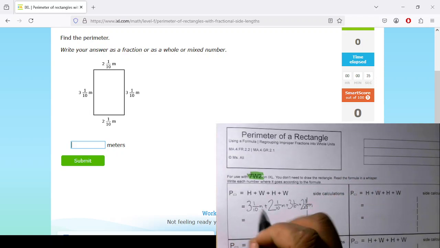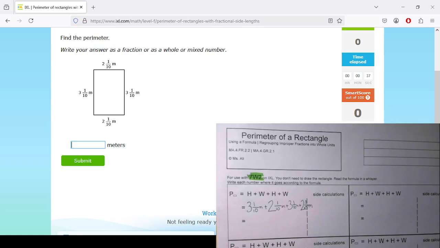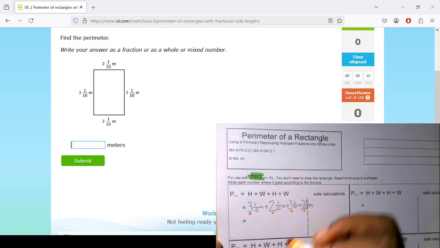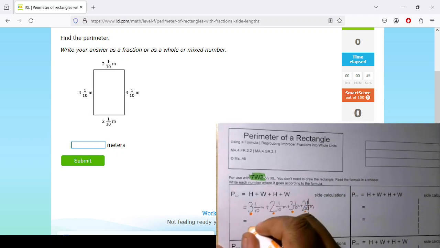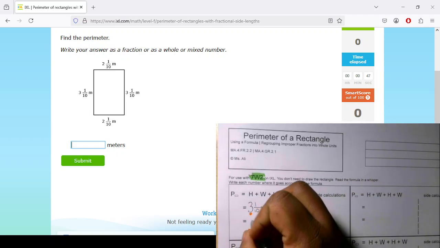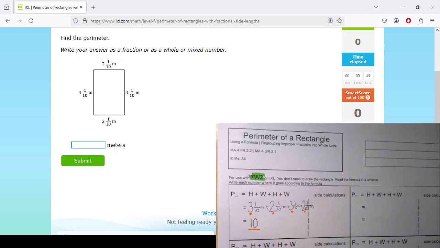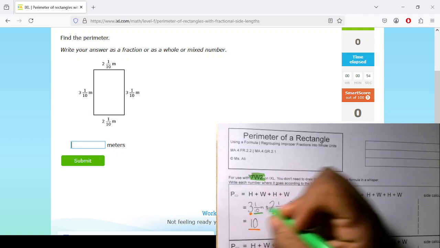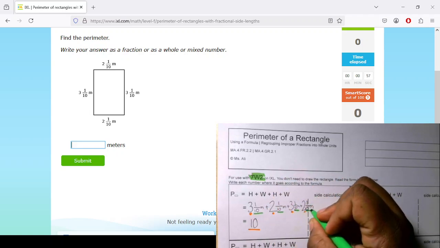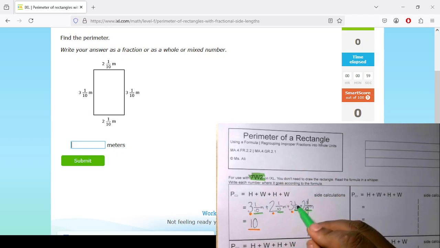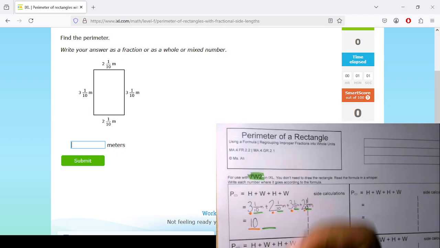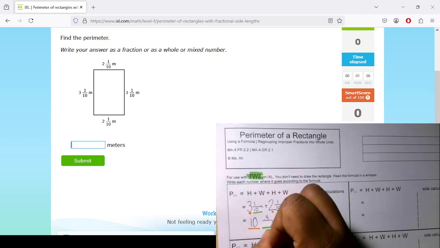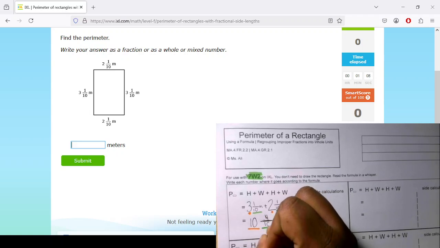Okay, I'm going to add up my whole number parts. 3 plus 2 is 5. Adding up the whole number parts gives me 10 meters. Now I need to add up the fraction parts. 1/10 plus 1/10 plus 1/10 plus 1/10. 1/10, 2/10, 3/10, 4/10. 10 and 4/10.